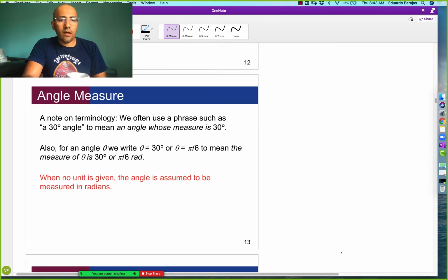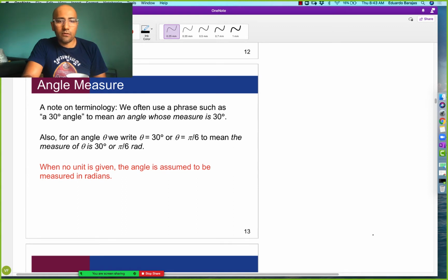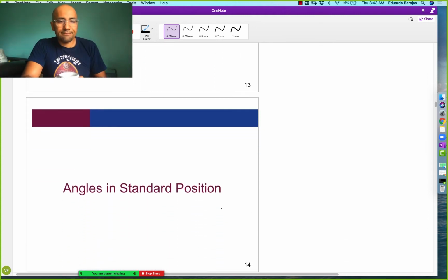A note on terminology. We often use a phrase such as a 30-degree angle to mean an angle whose measure is 30 degrees. Okay. Also for an angle of pi over 6 measure, same thing. If no unit is given, this is important. When no unit is given, by default we assume that it's measured in radians. Okay, so keep that in mind.